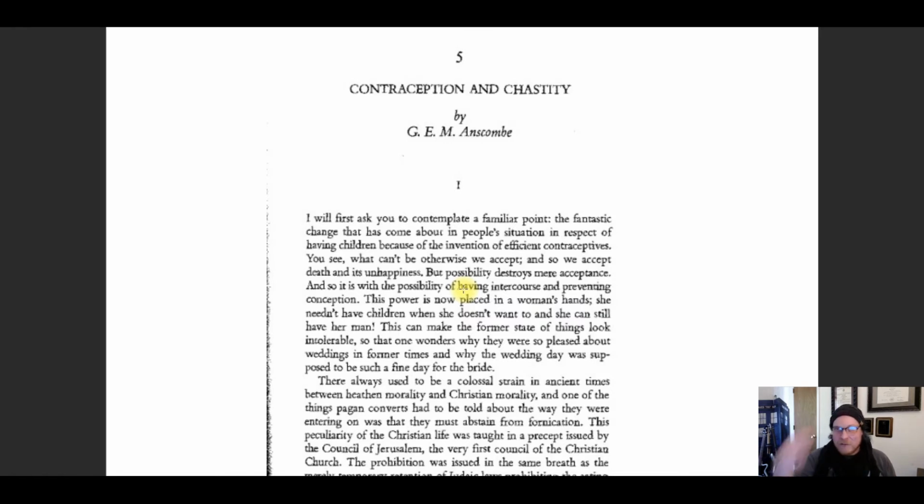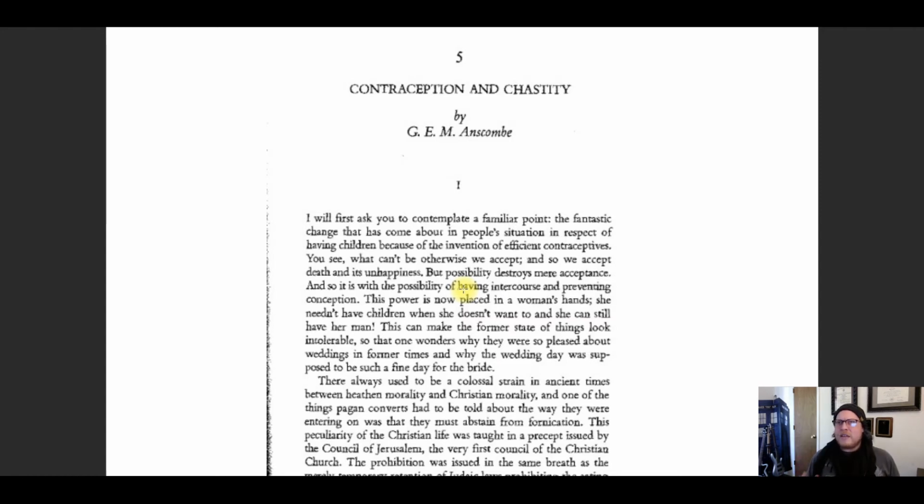That's its end from a natural law perspective. What's the purpose of sexuality? Reproduction. That's its function. Anscombe is already telling us, you see what's happened here? We have divorced an activity from its function. That's already what she's hinted at, and as you can see, she's not happy about it.